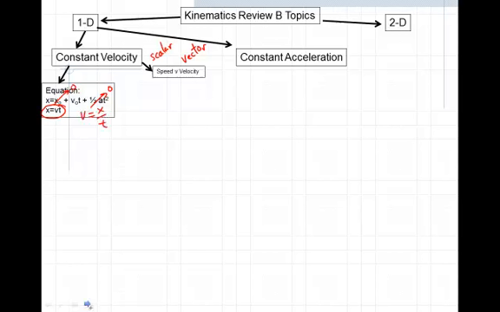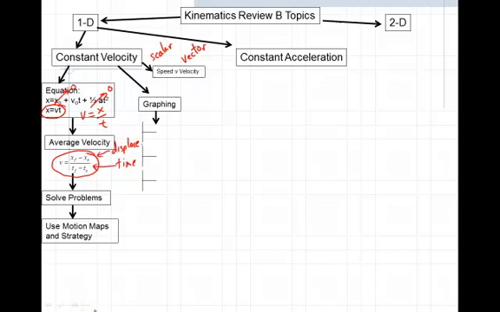Now we've got to be able to solve problems using average velocity. So in that case, we would use motion maps and the kinematic strategy. Another thing that we need to be able to do with constant velocity is to graph. So if we look at a position time graph and we had constant velocity, this is what it would look like.